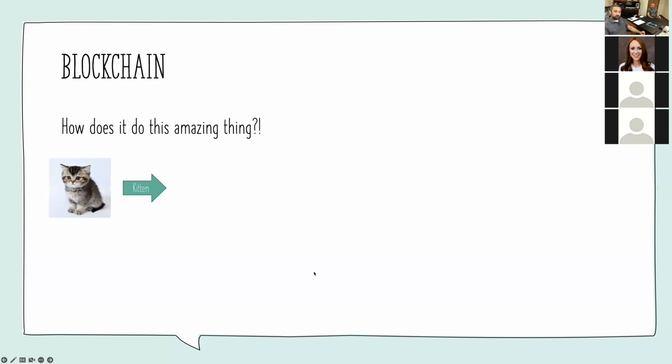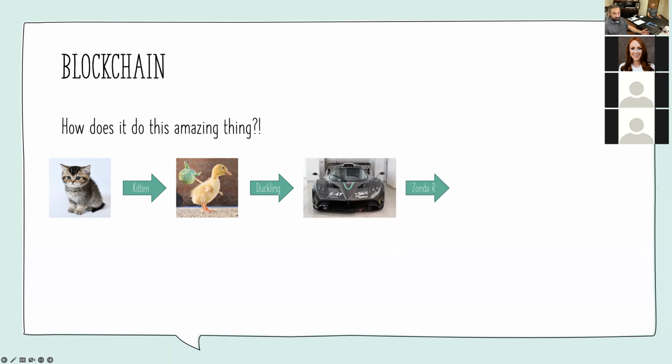So we start with a block, which is going to be a kitten. Our information is a kitten. That kitten block has a key to the next block, which basically references the information on the previous block. In a sense, kitten is the key to the next block, which connects to duckling. The duckling information block then has a key that goes to the next block, referencing duckling. That then goes to the Pagani Zonda R, which has the Pagani Zonda R key to the next block, which is Dan. Dan is our final block in the blockchain and has the key Dan to the next block. So there we go. That's kind of how a blockchain gets set up.